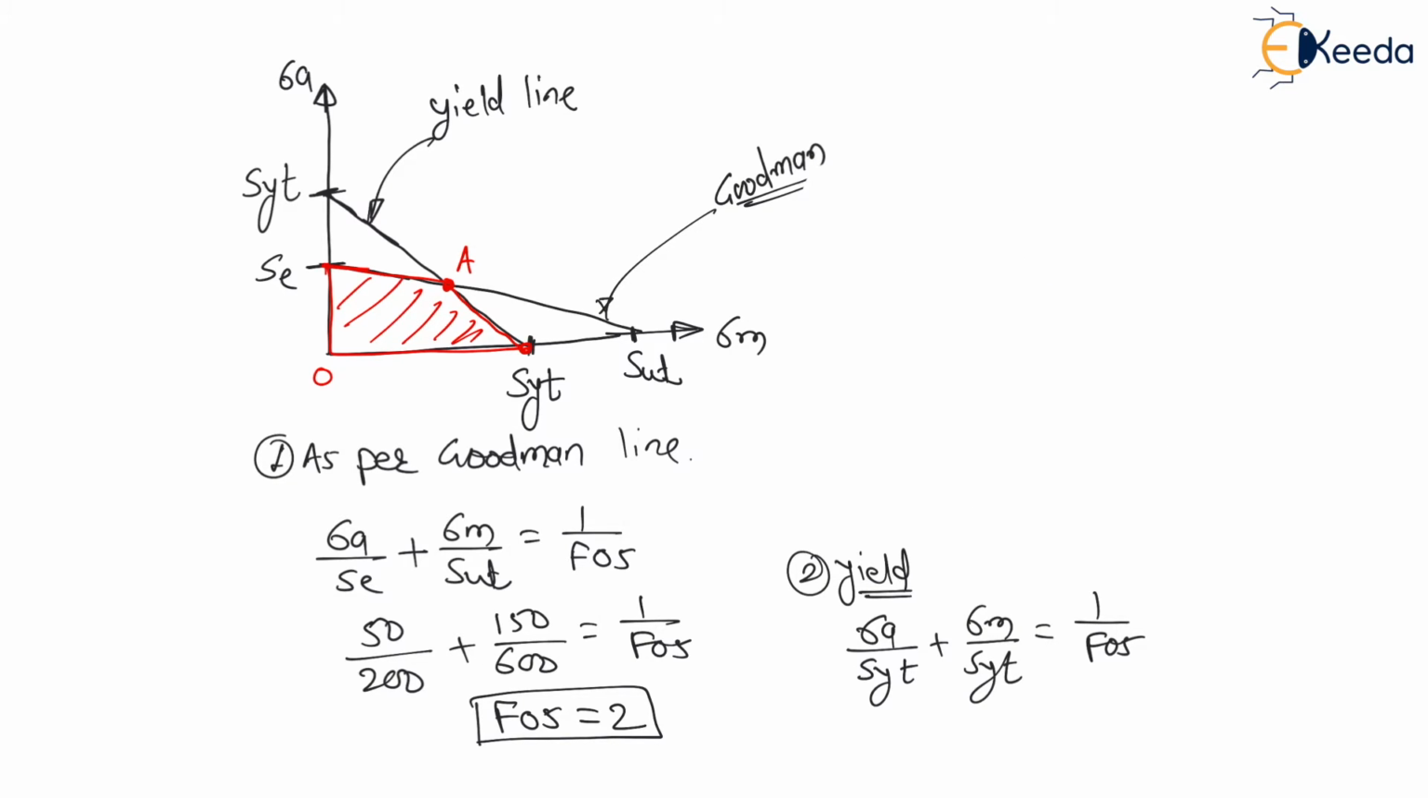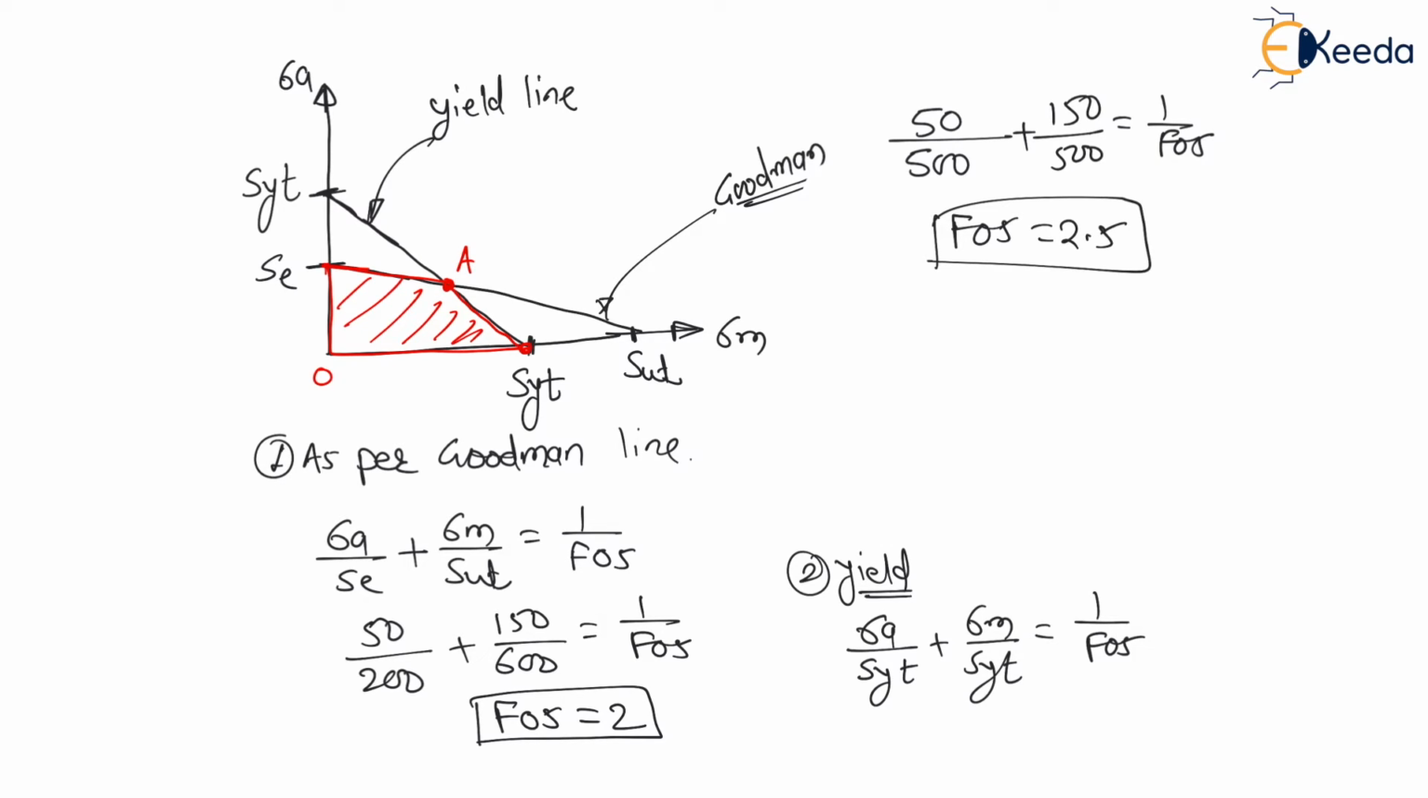Right. So my dear students, sigma A is 50 divided by SYT. What is the value for SYT? It was 500. Plus sigma M is 150 divided by 500, equal to 1 upon factor of safety. And as per this line, if I find factor of safety, I will get factor of safety equal to 2.5. Right. These two factors of safety we get by Goodman line and yield line.